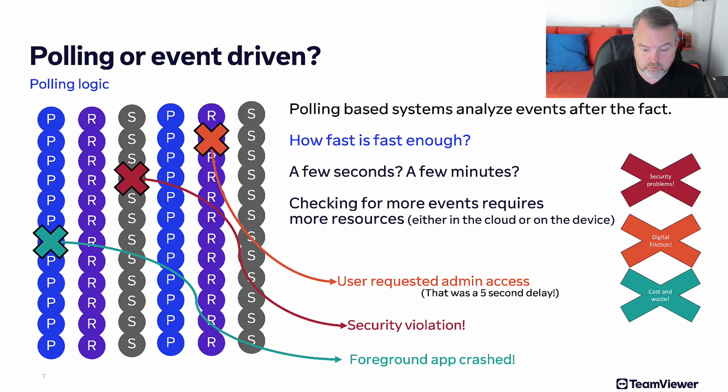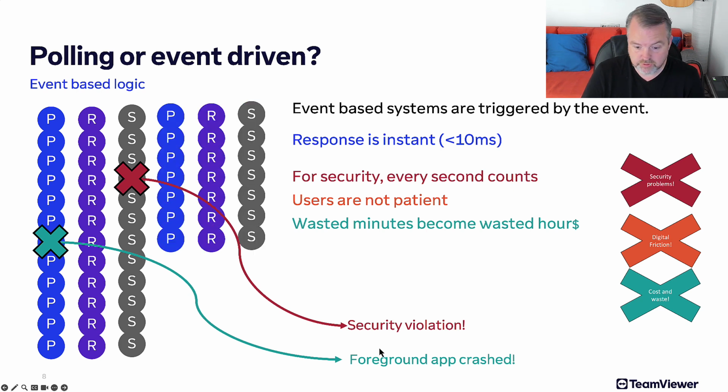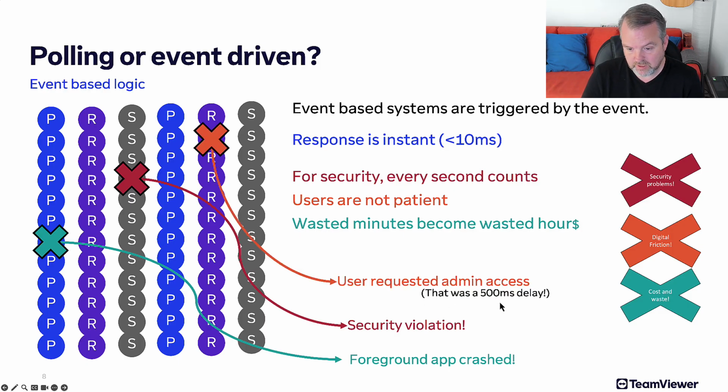Some of our competitors will wait 15 seconds to assess what's happening. And 15 seconds, if that was 5 seconds, 15 seconds is a long time for a user to wait before they click the button again. Event-based logic means that as events occur, there's an immediate identification of that event, a security violation, an app crash, or whatever. If I click, I get an immediate response to say, give me admin access or whatever it is that I'm clicking for a self-service, for example.